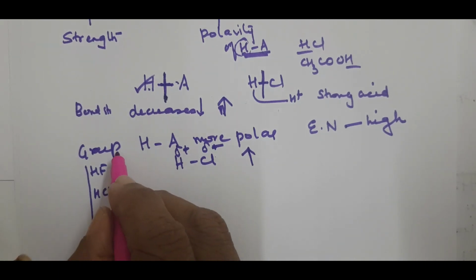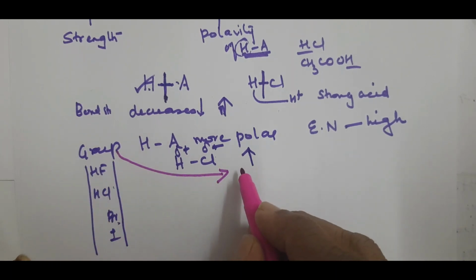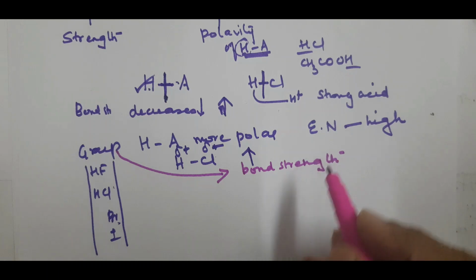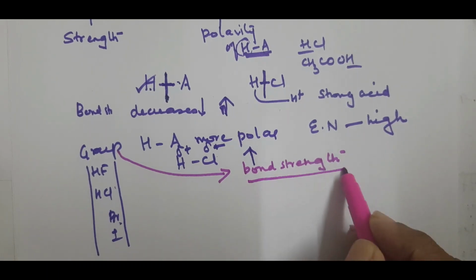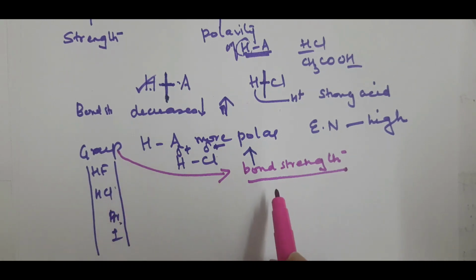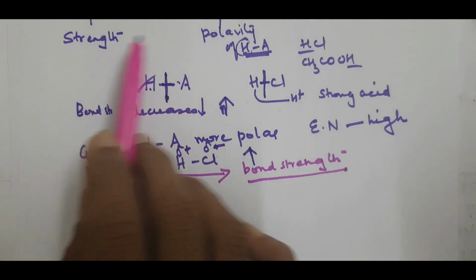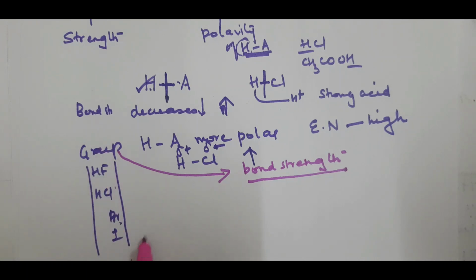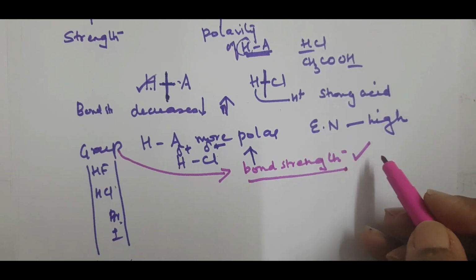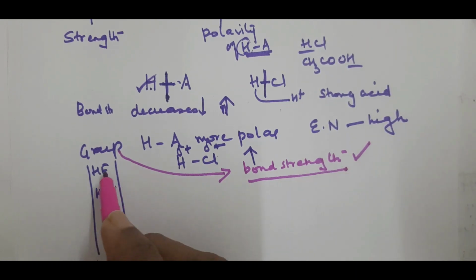See, in this case, in a group, the main thing to consider is the bond strength. If it is in the same group, the bond strength is an important factor in determining the acidity rather than the polar nature. Two things are there, strength and polarity. But if you compare the acidic strength group wise, the bond strength will have more weightage than the polarity. Now you know, the size increases from top to bottom in a group.